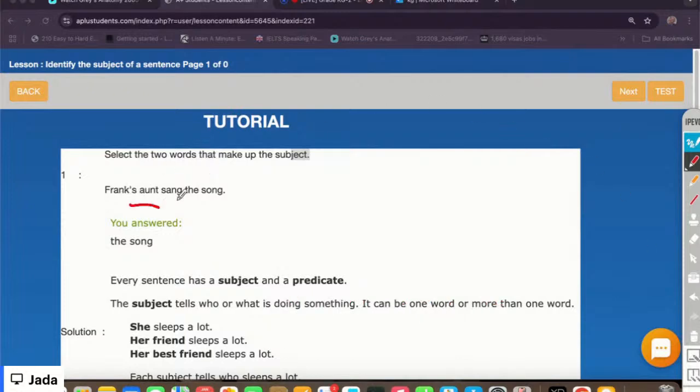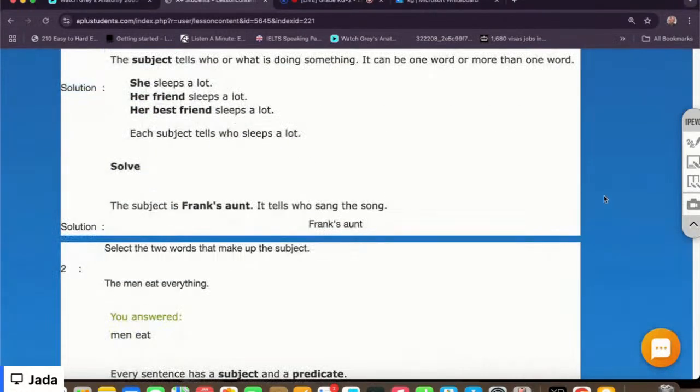Frank's aunt sang the song. So we have Frank's aunt sang the song, and you're trying to figure out the subject. If you say the song, of course that is going to be wrong. You have to look for the subject here. So what is the subject in this sentence?